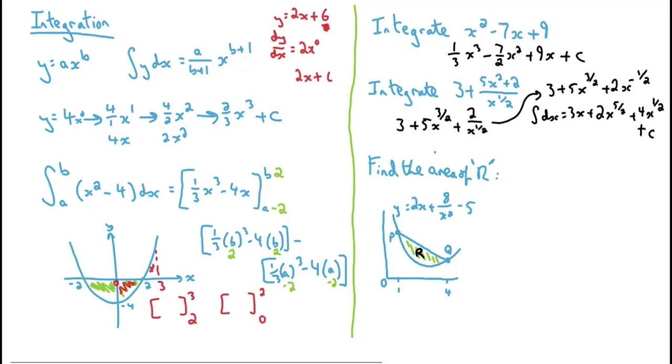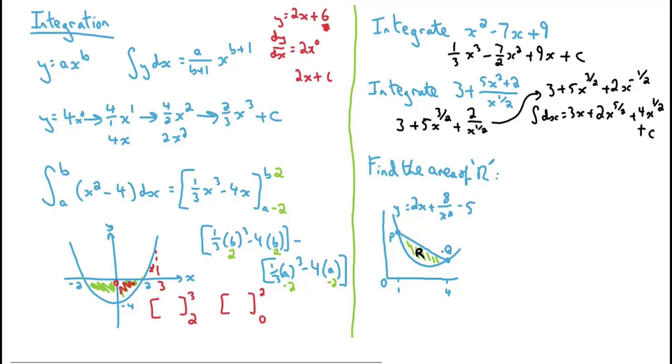And then finally here, just with some find the area R. And we've got this sketch of an axis here, where this curve has the equation y equals 2x plus 8 over x squared minus 5. And the area R is bound between the curve and not the axis this time, but rather this line between points P and Q, where P has x coordinate 1 and Q has x coordinate 4.